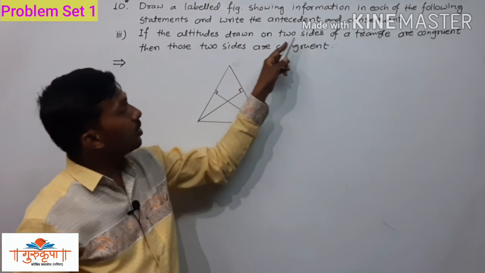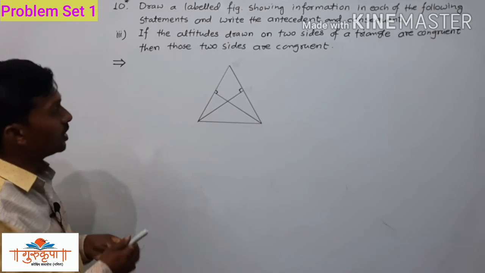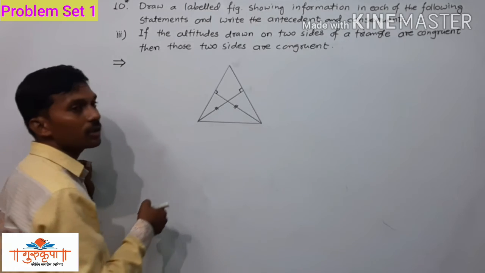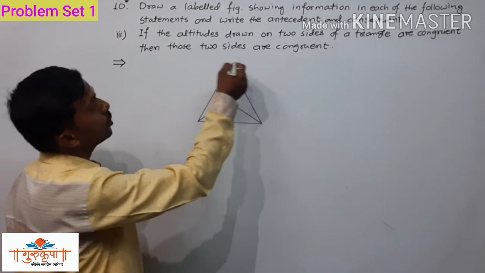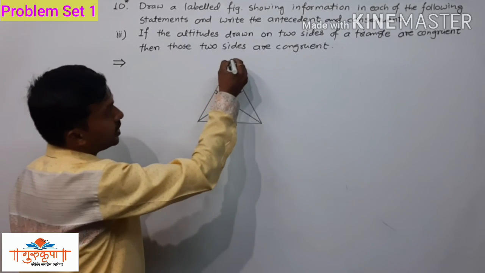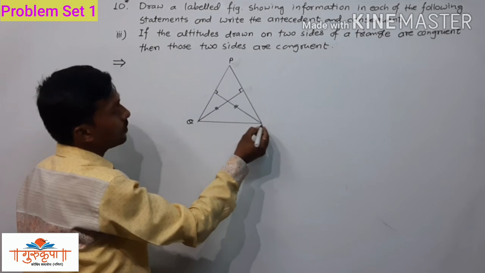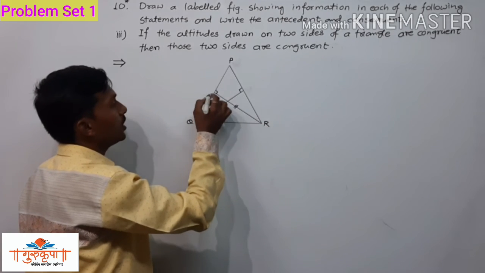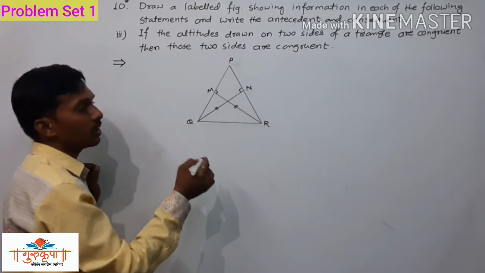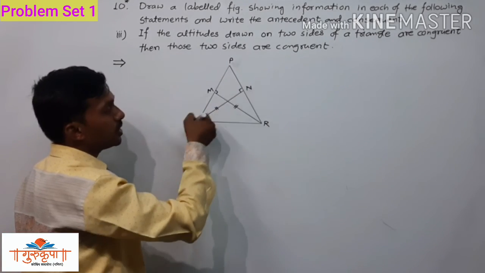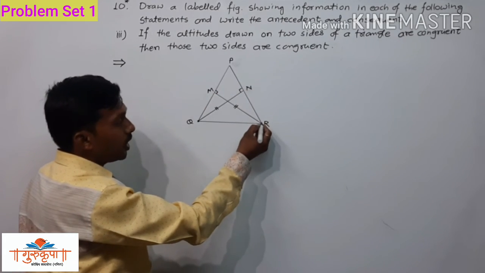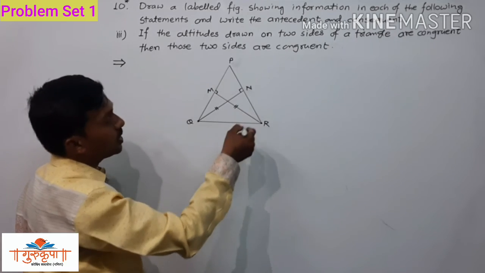If the altitudes drawn on the two sides of a triangle are congruent, meaning both altitudes have equal measurement, then those two sides are also congruent. Here we will represent this triangle as triangle PQR. From the point Q on the opposite side, the altitude QN is drawn. Then from the point R on the side PQ, RM, the altitude, is drawn.